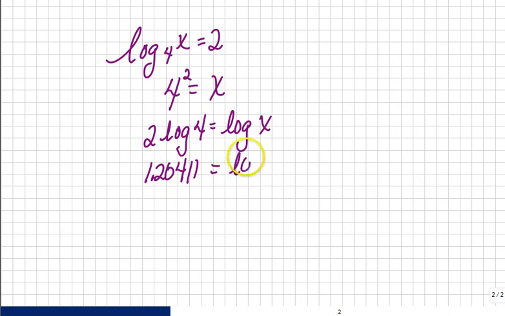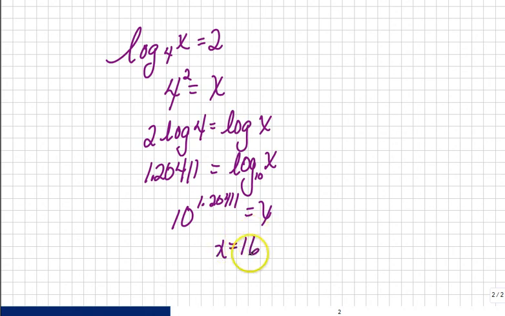Equals log of x. Now I'm going to rewrite this exponentially. So what does this mean? The base is understood 10, so 10 to the 1.20411 power equals x. So if I go to my calculator and go 10 to the previous answer power, I get 16. Now, that's kind of the long way to do a very simple problem.